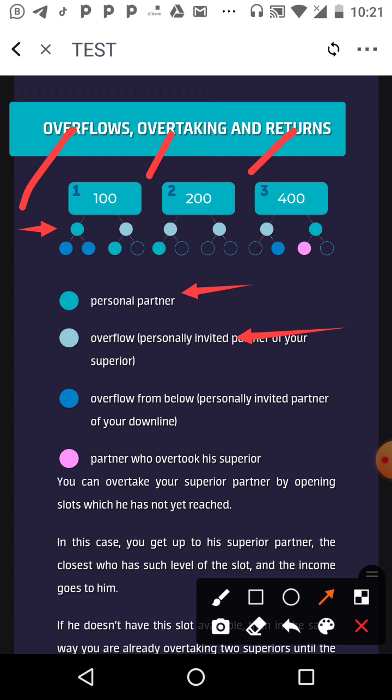So the third one is the overflow from below, personally invited partner of your downline. Let's say you are my downliner and you upgraded, and somehow overflows came in, and as you can see at the top, this is called overflow from below, which is my downlines. Overflow from my downline came here, okay, and overflow from my personal partner's superior, which is this.